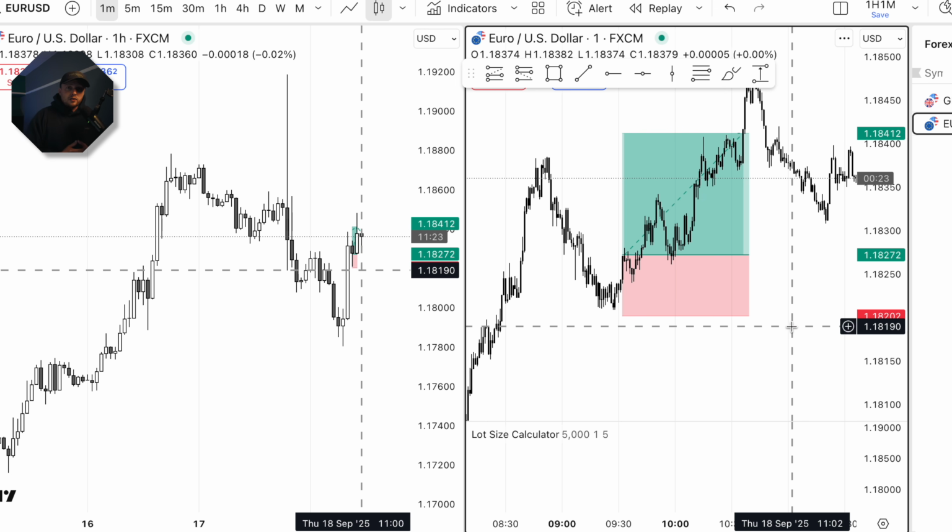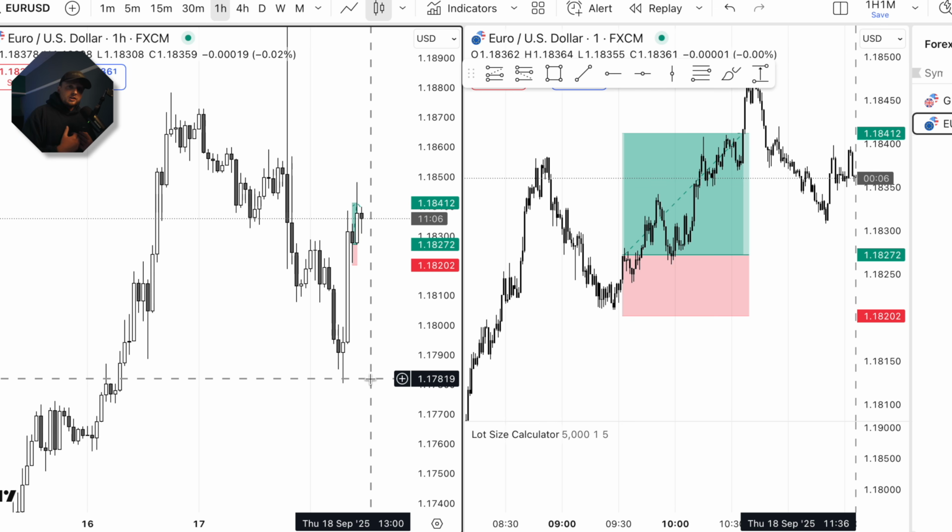So we have to wait for that current hourly candle to be in our direction, just to give that extra confluence that price is now shifting and pushing into the same direction as the previous hourly candle. Now again, this is something that I personally wait for. You might have a higher risk tolerance and take the trade just based off the pattern itself.